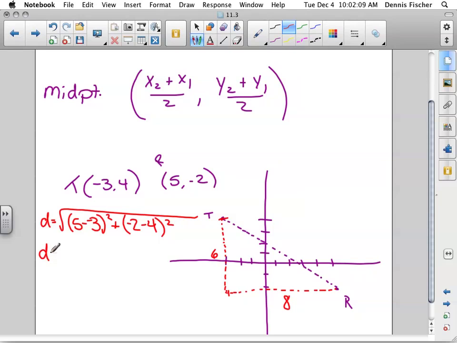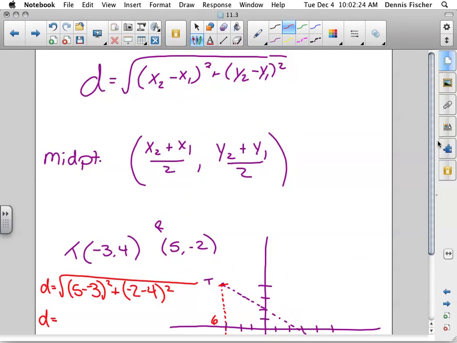The distance between these 2 points, 5 minus a minus 3. Two negatives make a? Wait, shouldn't it be plus a negative 3? No, distance formula is minus. X2 minus x1. So we're going to go minus. So 5 minus a minus 3, two negatives make a positive 8. So we're going to get 8 squared.